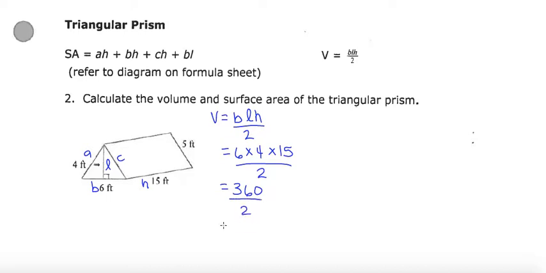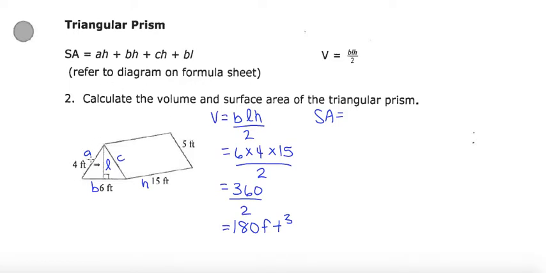360 divided by 2 is 180. My units in this question are feet, and again, because it's volume, it's feet cubed. So now we want to do the surface area. This is where labeling the sides correctly is very important, so that's where it's going to be necessary when we're doing our calculations.